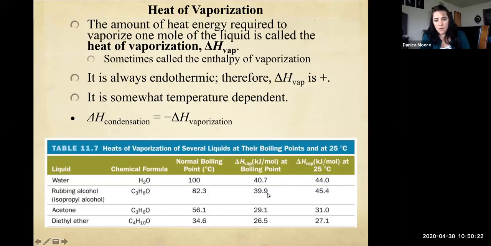And you can see that in the table here, right? So rubbing alcohol has a lower enthalpy of vaporization than water. Acetone, which is nail polish remover, is even more volatile. Diethyl ether is even more volatile, right? So the lower this number is, the less energy it takes to get these molecules to go into the vapor phase. Does that make sense?